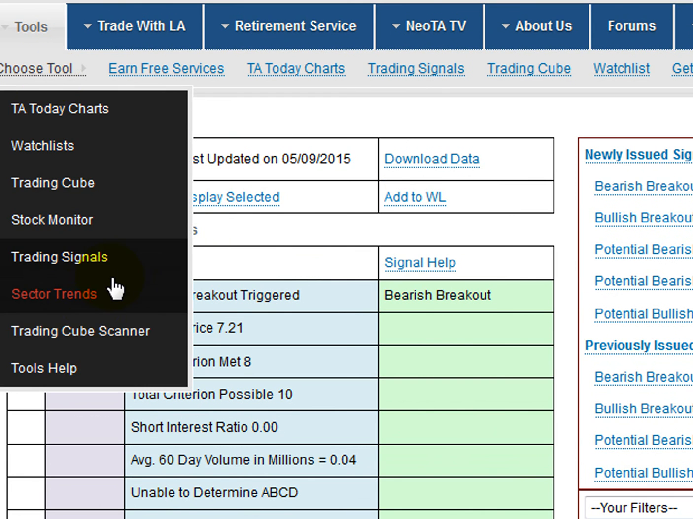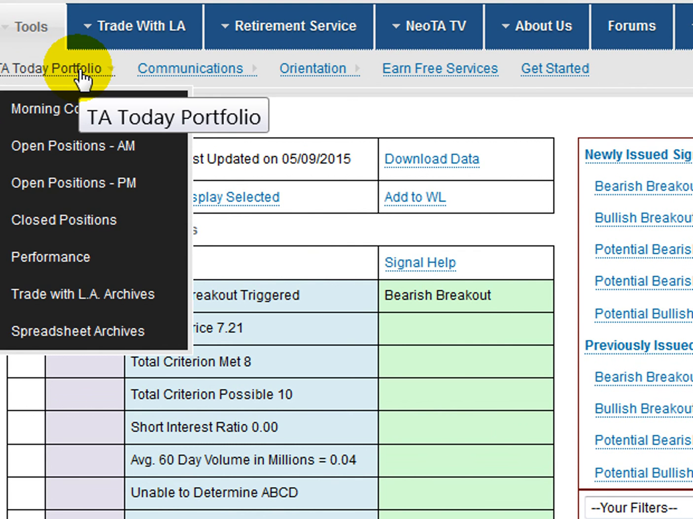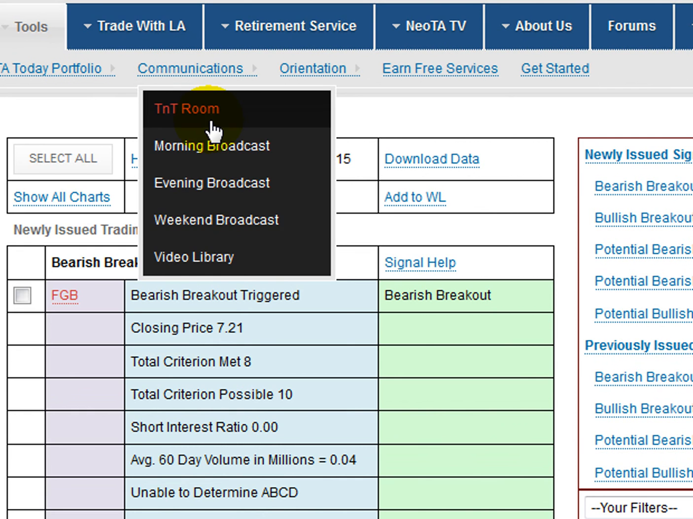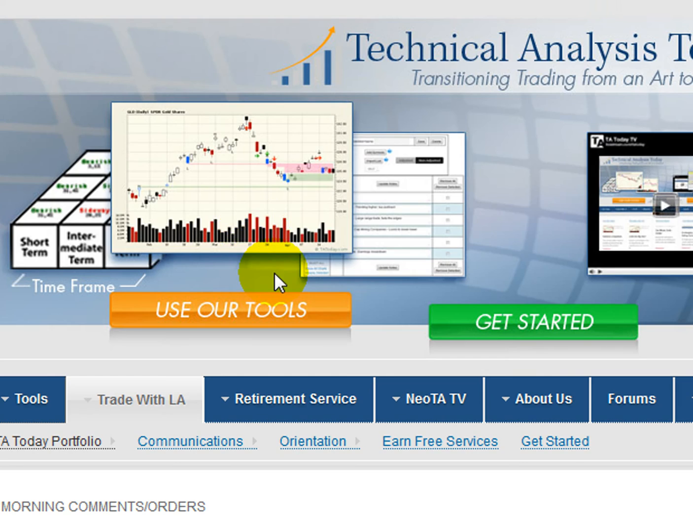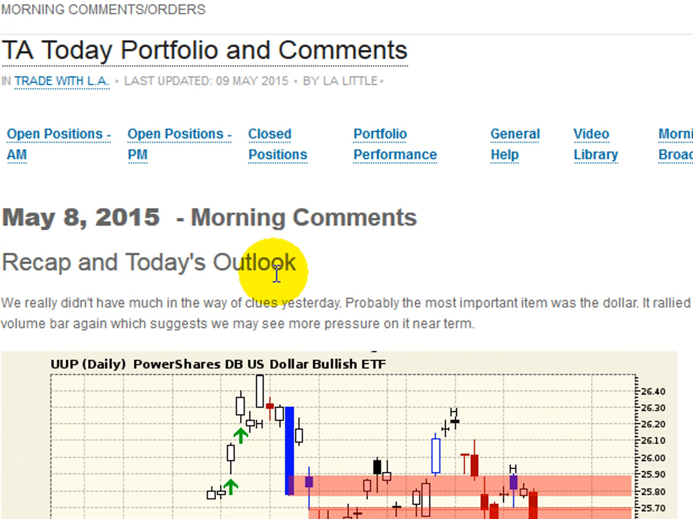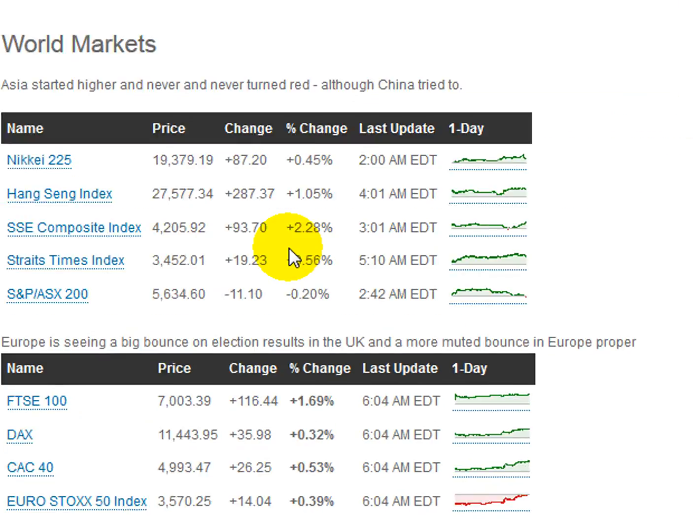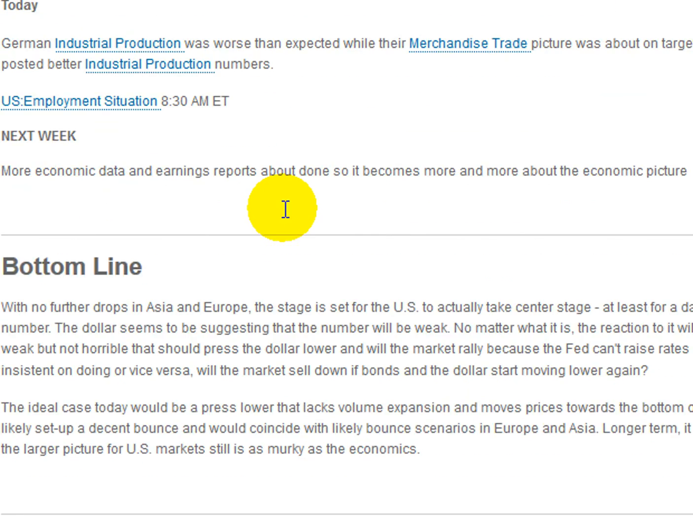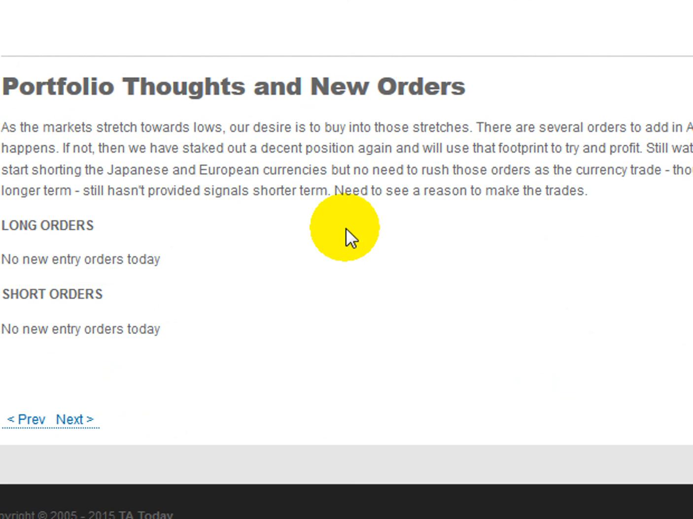Looking at the rest of the tools, there's a couple of research tools with the sector trends and the trading scanner. You can learn more about those in the tools. If I go back up to Trade with LA, there's 2 main things here: the portfolio itself, and the communications I do with you. If I look at the portfolio, morning comments, every morning I give you the comments of what happened the day before, what are the important things that I see, a recap, what are the important things I see right now, what do the world markets look like, what's the economics, what's my bottom line coming into the day, and the portfolios themselves, thoughts I have about them, and if there's new orders, they would appear here.